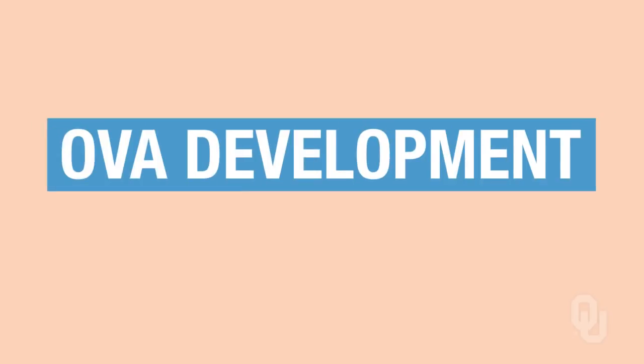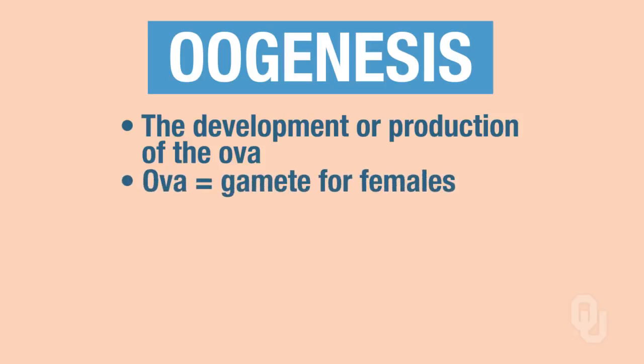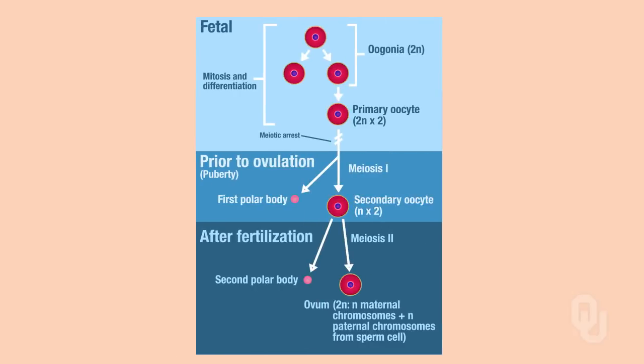In this segment of the female reproductive system, we're going to be discussing the ova and its development. What we're going to be discussing when we talk about egg development, we're really talking about oogenesis. So oogenesis is the development or the production of the ova, which is the gamete for females. Now, oogenesis actually occurs in 3 different phases.